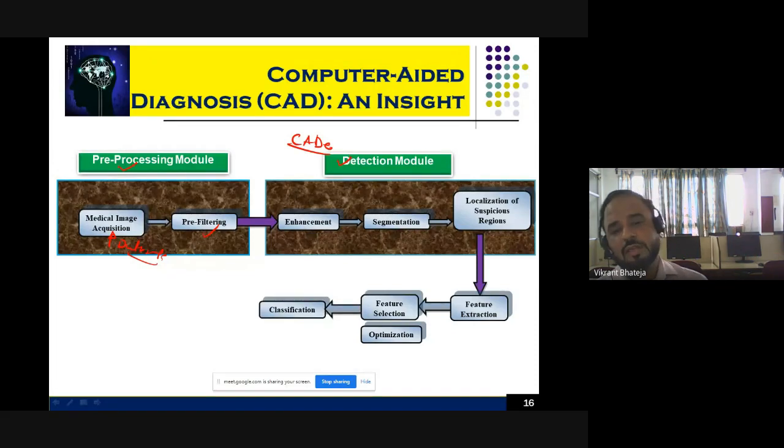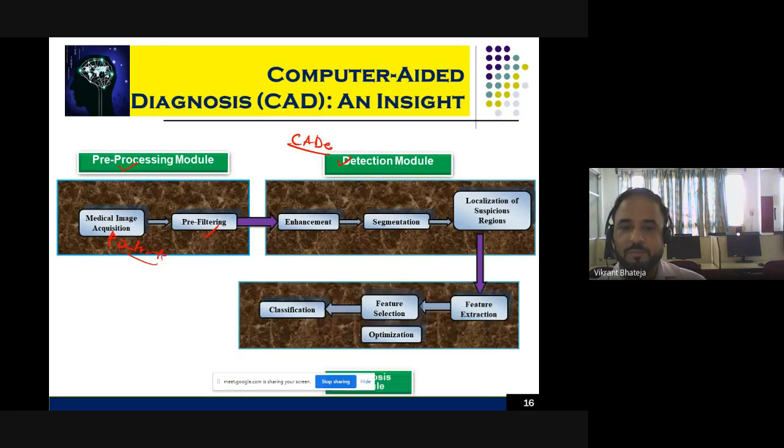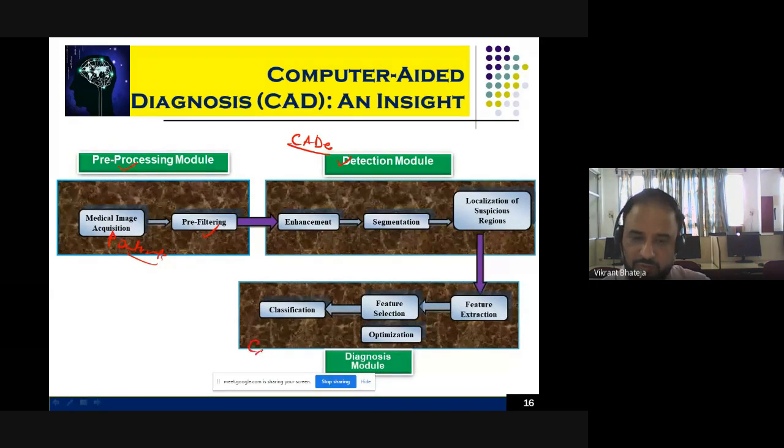And then at the last stage, we do classification to classify that particular case or image, whether it is diseased or disease free, or whether it is a malignant cancer or a non-malignant or benign one. So this particular module is known as the computer aided diagnosis module. Just to differentiate it from detection, we refer to it as CAD-X.